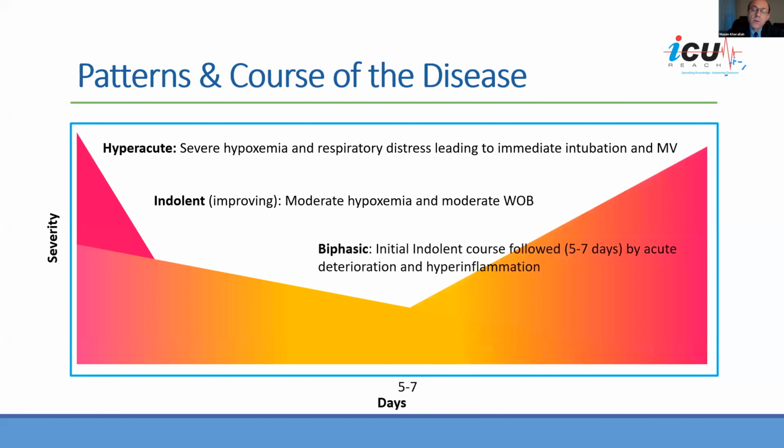And the third course would be a biphasic. This is seen in a good percentage of cases, where an initial indolent course is followed by acute deterioration and hyperinflammation. This typically or usually occurs on the 5th to the 7th day after the initiation of the disease.